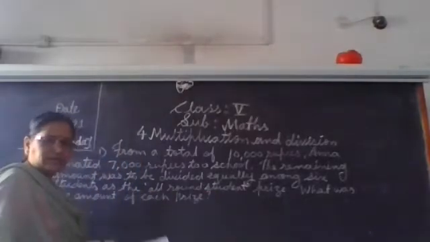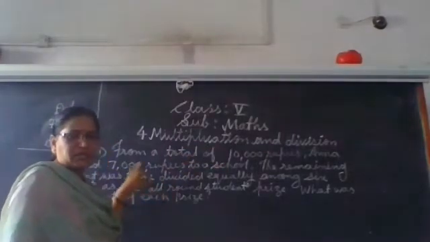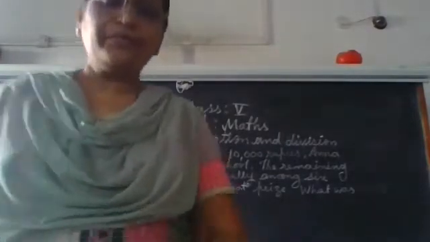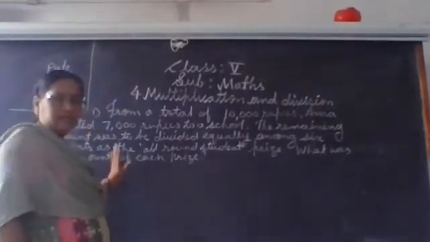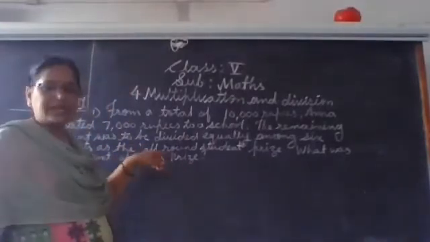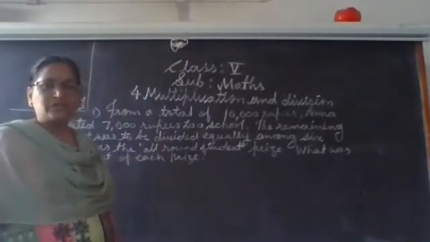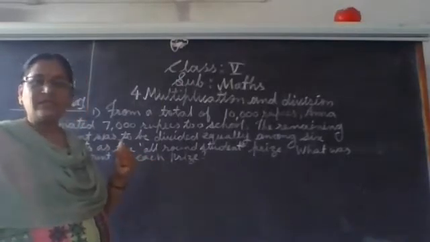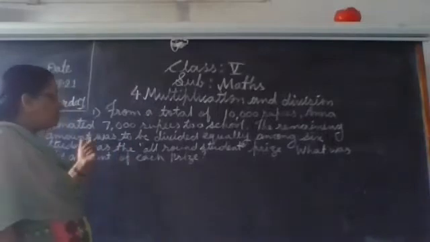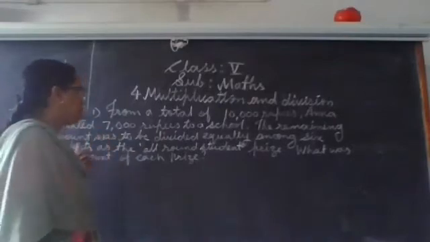So students, out of the total 10,000 rupees, Anna donated 7,000. So what is the amount left with Anna? We will find it by subtracting 7,000 from 10,000. Then the leftover money is divided among the 6 students as all-rounder prizes. So you have to find the prize amount that each student will gain. Very first we will subtract 7,000 from 10,000.